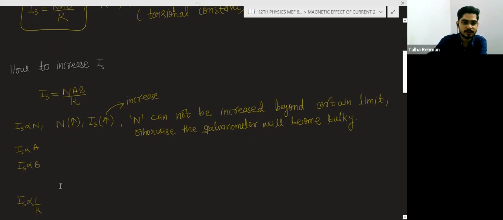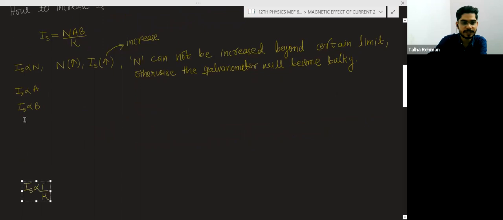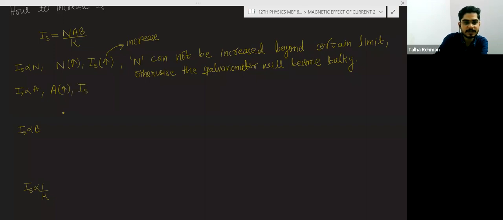Now, second, current sensitivity is directly proportional to the area of the coil. So if you increase the area of the coil, then current sensitivity will increase. If you increase the magnetic field, then again your current sensitivity will increase. And how will you increase the magnetic field? Put an iron core inside the cylinder, a cylindrical soft iron core.